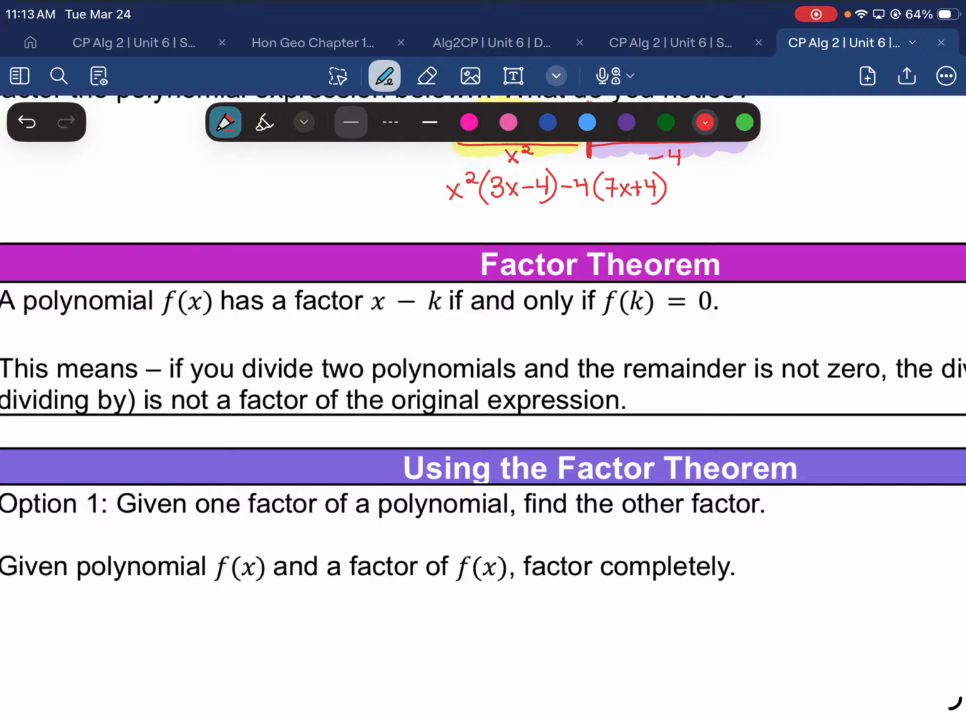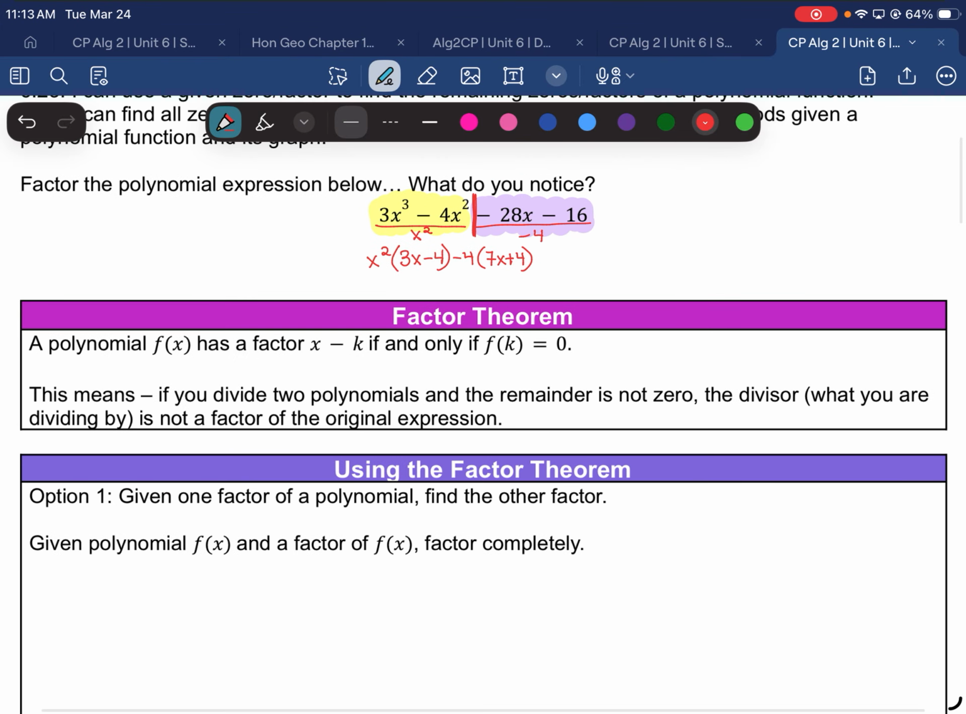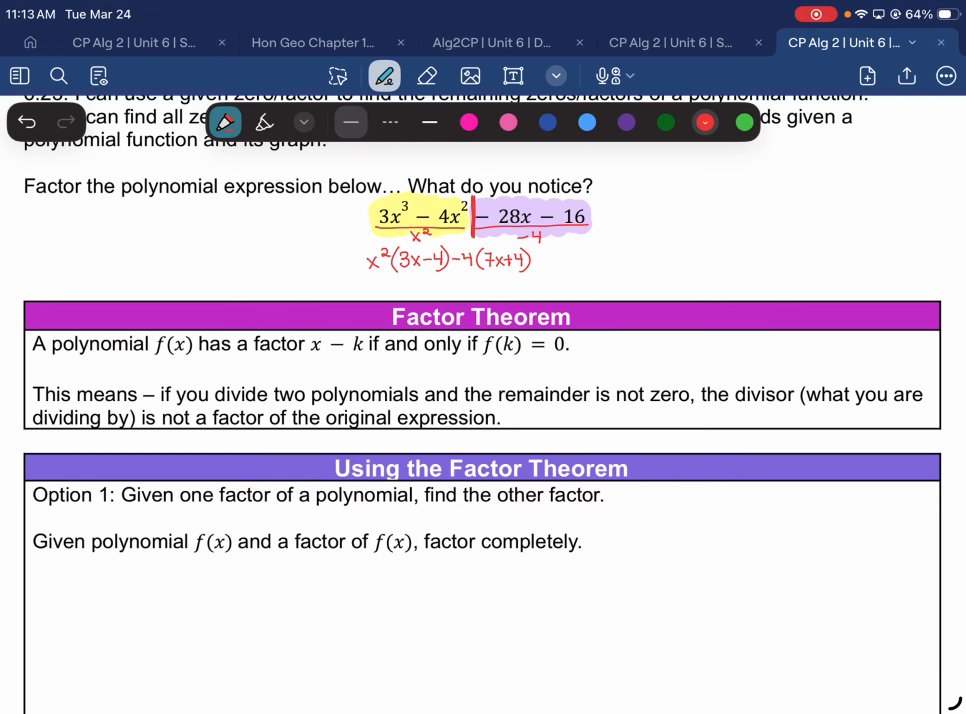So you're going to have a polynomial. I'm going to give you a factor, x minus a number, x plus a number, whatever it is. You're going to use synthetic division. And what this means is that your remainder is going to be 0. Okay? If you divide 2 polynomials and the remainder is not 0, then the divisor, what you are dividing by, is not a factor of that original expression.